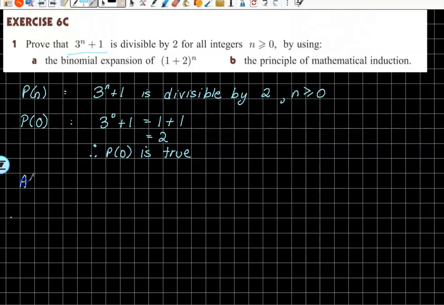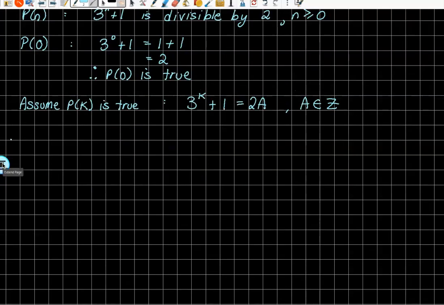All right, we must say we are assuming P of k is true. This now becomes 3 to the k plus 1 equals 2a, and I'm saying a is an integer. We've got that. We want to prove.